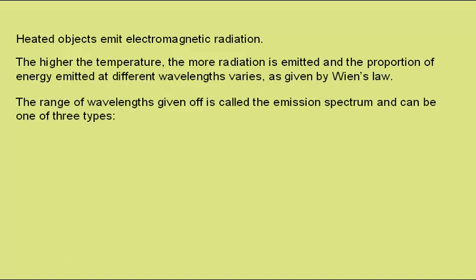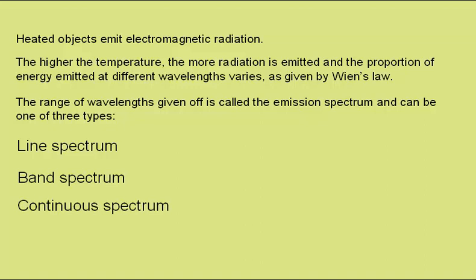The range of wavelengths given off is called the emission spectrum, and can be one of three types: a line spectrum, a band spectrum, or a continuous spectrum. What we get depends on the material being heated.